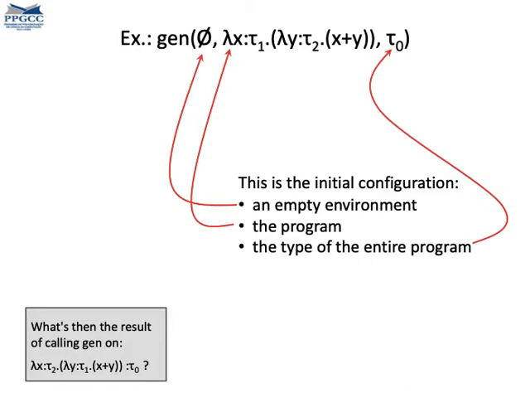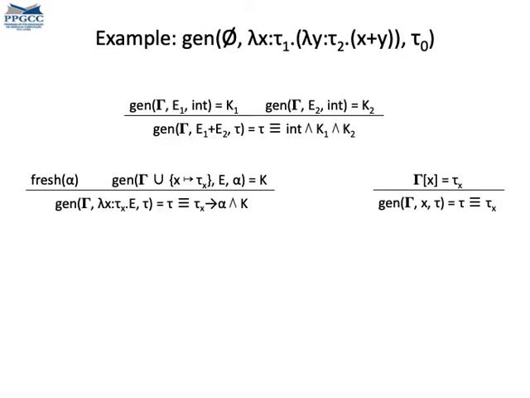So that's how we invoke gen on the example program. Notice that it starts with an empty environment. We also start constraint generation with a type variable tau0 here, meaning the type of the entire program. We will need these three rules to generate constraints for this program. Would you like to see which rule would be applied in which order?